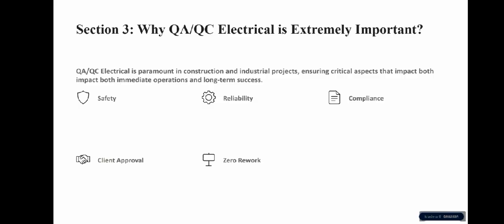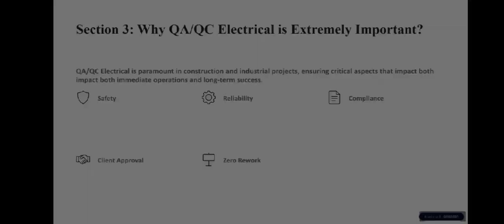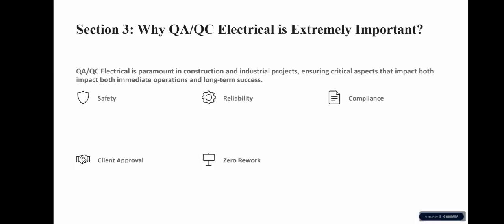Number second is reliability. So this actually means to guarantee consistent performance and longevity of electrical systems, reducing downtime and maintenance cost. Number third is compliance. So this is to ensure adherence to national and international electrical codes, standards, and regulations, avoiding legal repercussions. Fourth number is client approval. This means to meet client expectations and project requirements, leading to satisfaction and successful project handover.